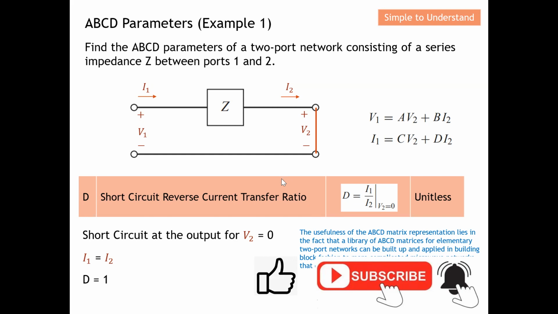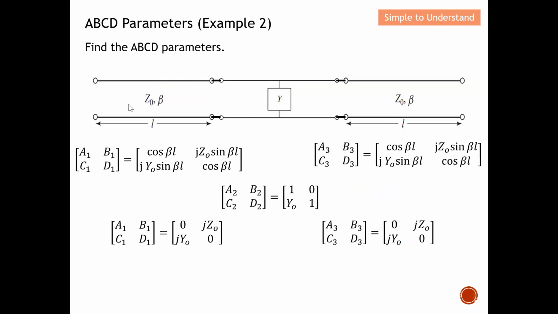Example 2 will show a real scenario of work. Example 2 shows you three items here. This is a transmission line. Basically, this will be a middleware that is connected between two transmission lines. So this is one term of ABCD, this will be the second pair of ABCD, and this is the third pair of ABCD.